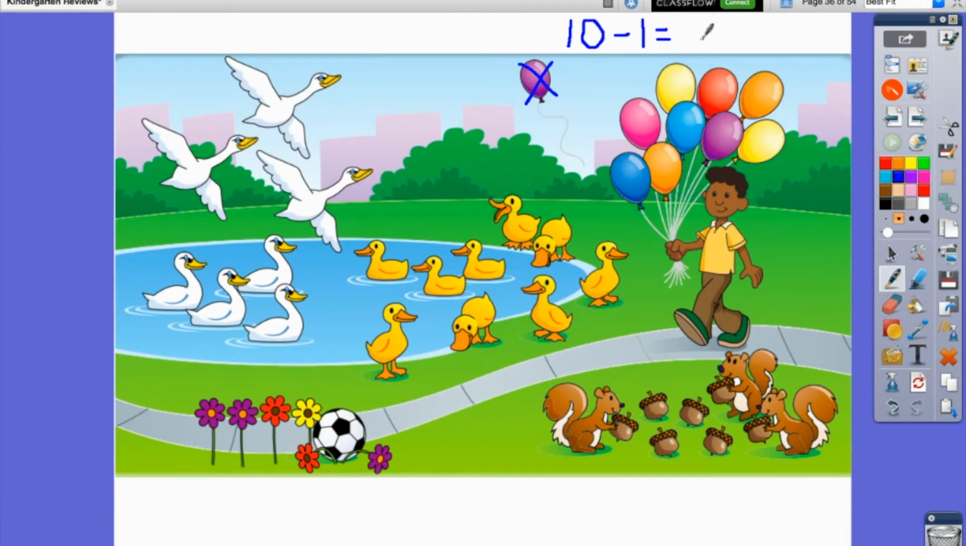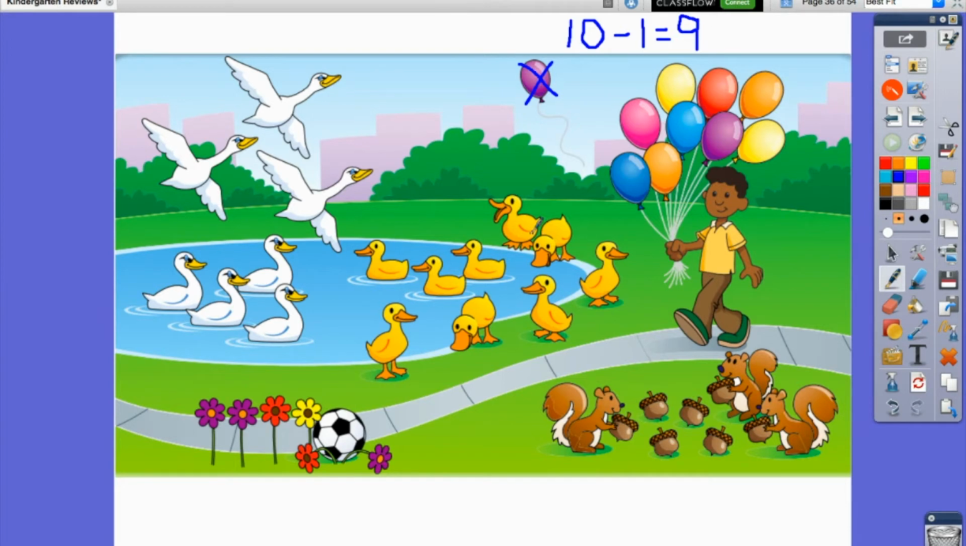Let's count them. 1, 2, 3, 4, 5, 6, 7, 8, 9. We have 9 fingers left, which means we should have 9 balloons. 1, 2, 3, 4, 5, 6, 7, 8, 9. So if we have 10 balloons, one balloon goes away, we have 9 balloons left. Awesome. Great job, friends.